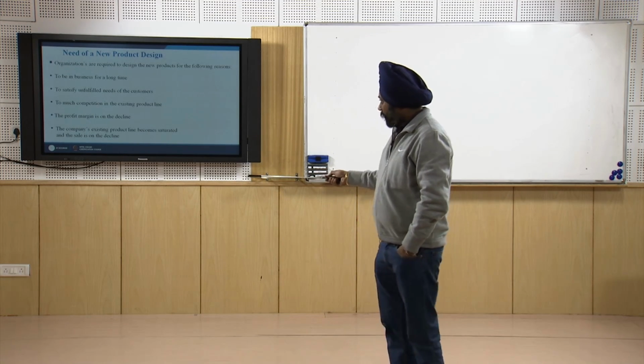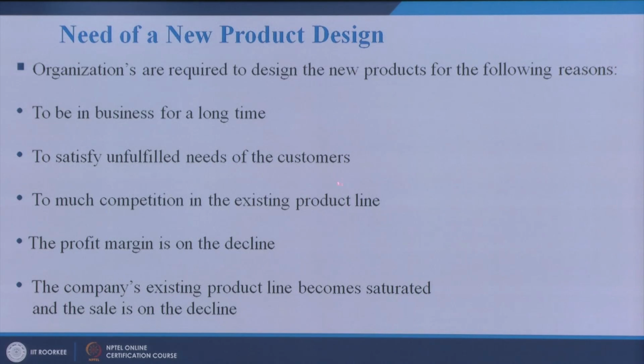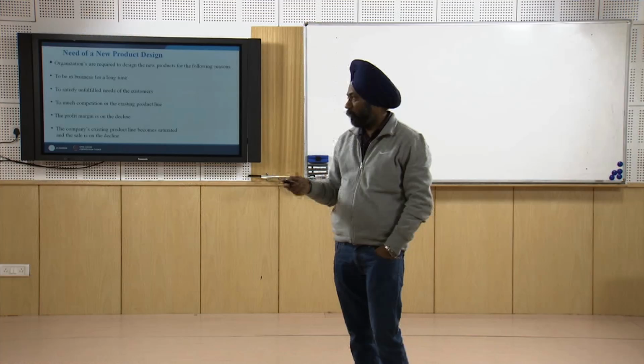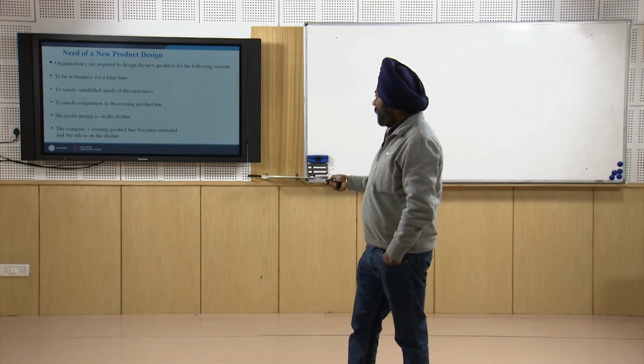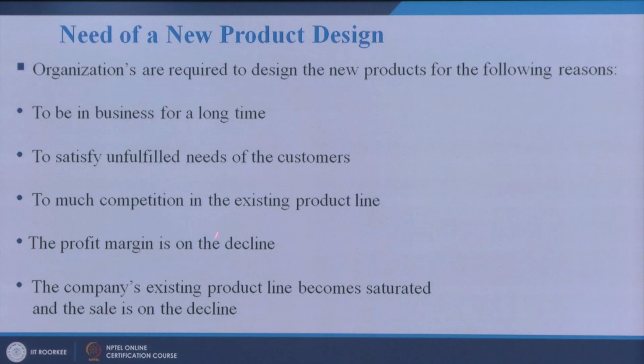So competition also leads to new product development. The profit margin is on the decline, so that is also one good reason for coming up with a new product. And these 2 points, the profit margin and too much competition, are related to the product life cycle. When we come to the product life cycle, I will explain these 2 points again there, why competition leads to new product development and why the decline in the profit margin leads to new product development.